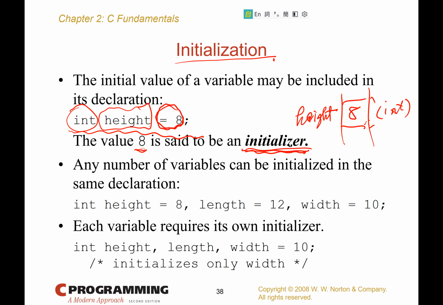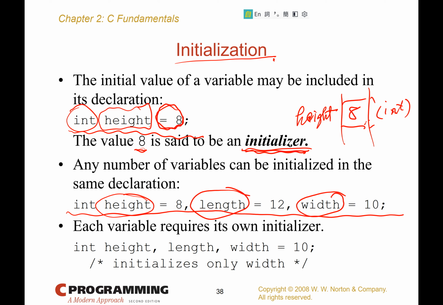and we can also do multiple declaration and multiple initialization in one line, in one statement. For example, like this one. Okay? Declare variable, declare variable, declare variable. Initialize, initialize, initialize. Okay? And each variable requires its own initializer. Okay? So you say something like this.